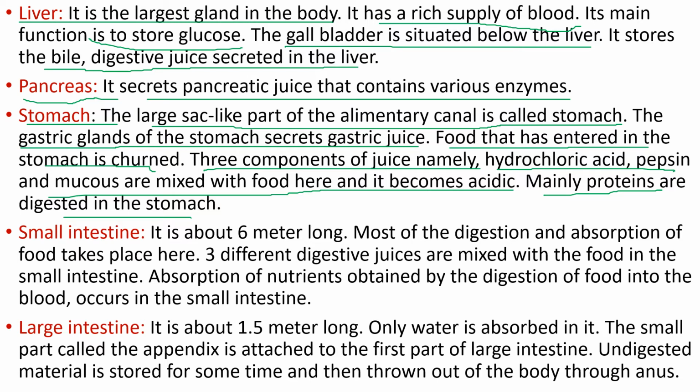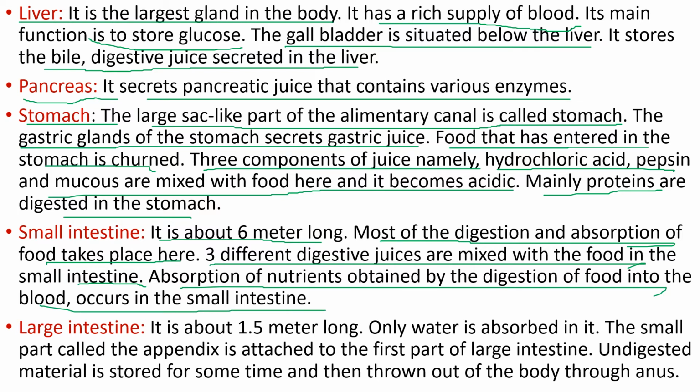Let us understand the small intestine. It is about 6 meters long. Most of the digestion and absorption of food takes place here. Three different digestive juices are mixed with the food in the small intestine. Absorption of nutrients obtained by the digestion of food into the blood occurs in the small intestine.